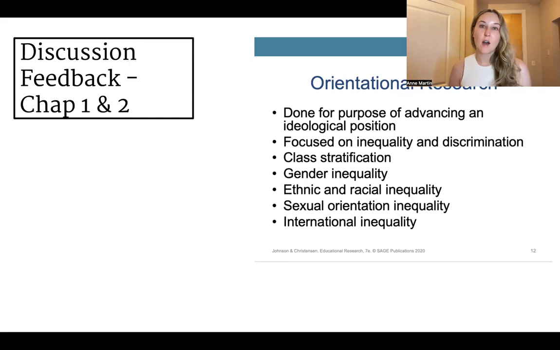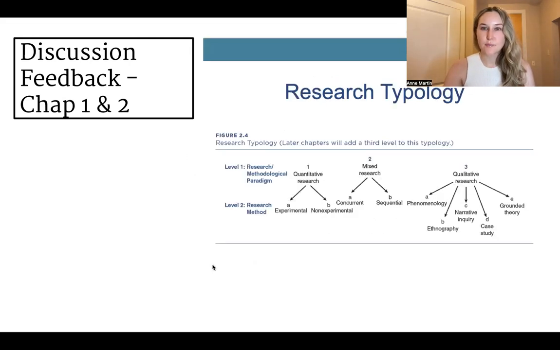And also, many critical researchers think that researcher positionality is important. They think that it's impossible to be neutral, and therefore research is more trustworthy when researchers themselves talk about who they are and how their identity relates to the research question and may impact not only their purpose, but their data collection and their analysis. So I did want to mention that about orientational research.